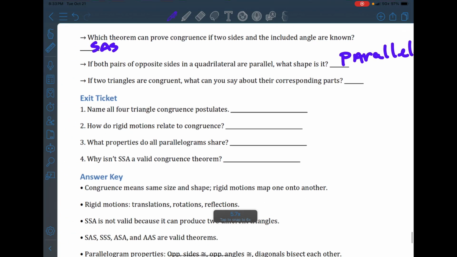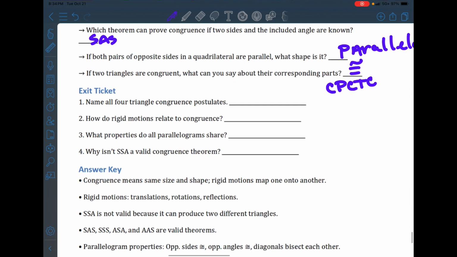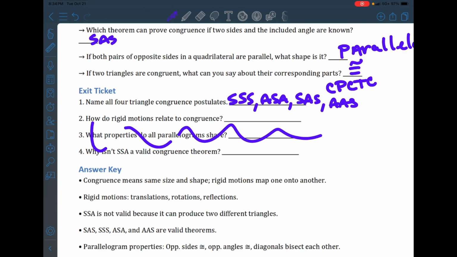If 2 triangles are congruent, what can you say about the corresponding parts? They are congruent. CPCTC: corresponding parts of congruent triangles are congruent. And the exit ticket is something we've been doing already: side, side, side; angle, side, angle; side, angle, side; angle, angle, side. So we know all these. You don't worry about answering those. You can go back and look at those.